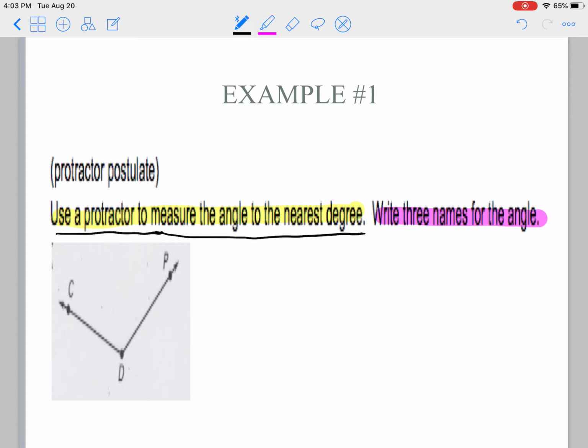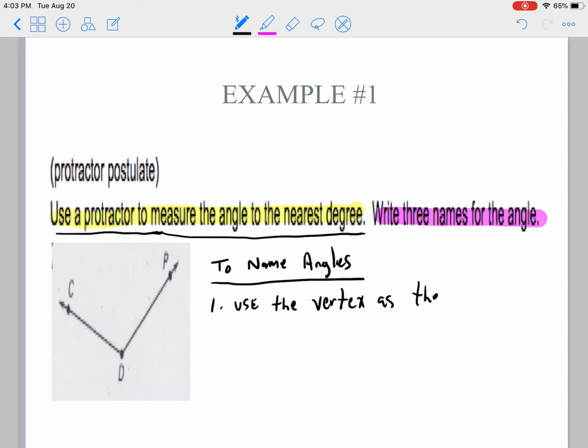When we name angles, let's do it this way. To name angles, you have a couple of options. First, use the vertex as the name. That's your first option. Remember, the vertex is the initial point of the two rays that they share.